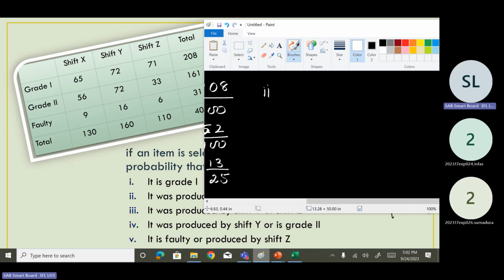Second part. Probability produced by shift X, P(X). Totally, how many are there? 400. We are interested in how many are produced by shift X. It doesn't matter whether grade 1, grade 2, or faulty, coming from shift X. 130 such items are there. 130, so we can simplify by 10. So we get 13 over 40.